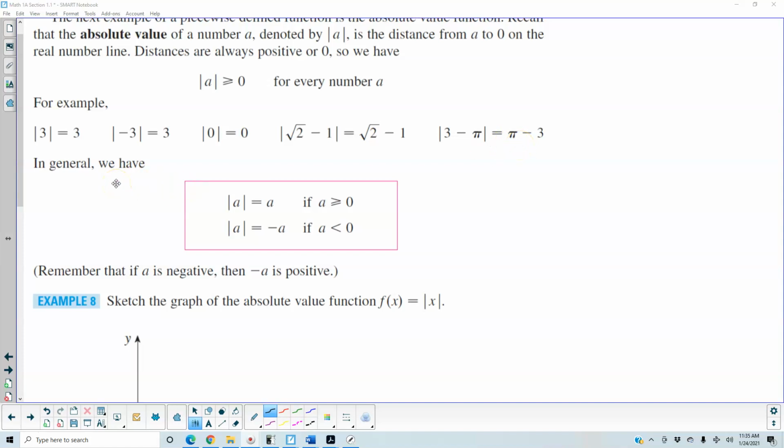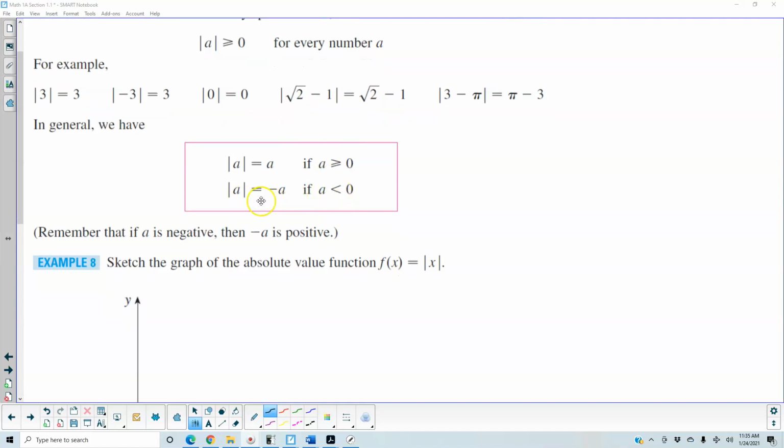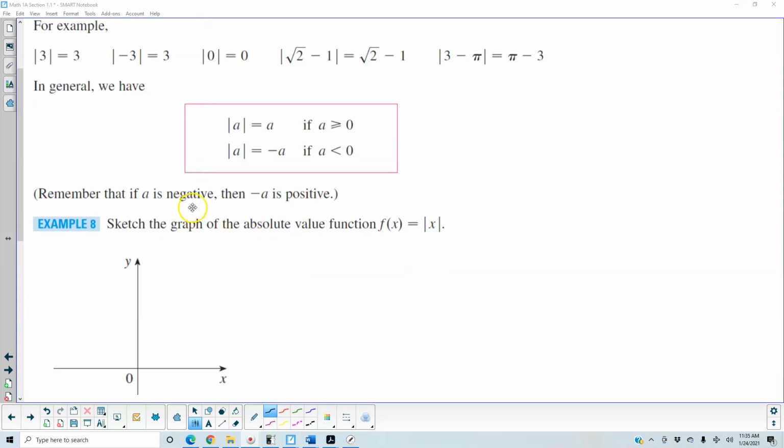So in general, we have the absolute value of a, which is equal to a, if a is greater than or equal to 0. And the absolute value of a is equal to negative a if a is less than 0. Remember that if a is negative, then negative a is going to be positive.